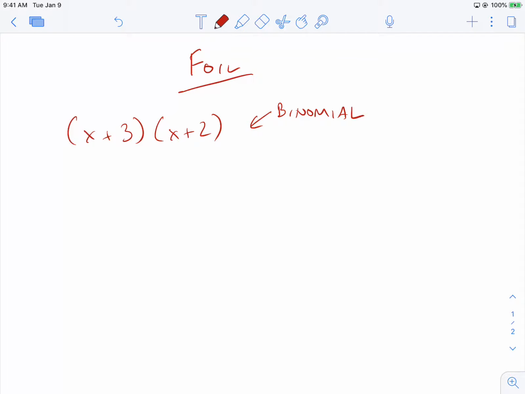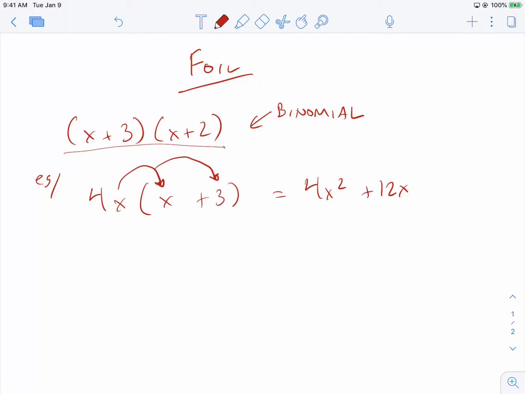Well, before we do that, let's take a look back at the distributive property. For example, if we had 4x times x plus 3, what would we do? We would take that 4x and multiply it with the first term. 4x times x would give us 4x squared. Then we would multiply it with the second term. So 4x times 3 would give us positive 12x. And that's how we would use the distributive property.